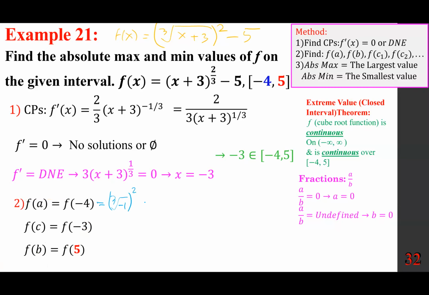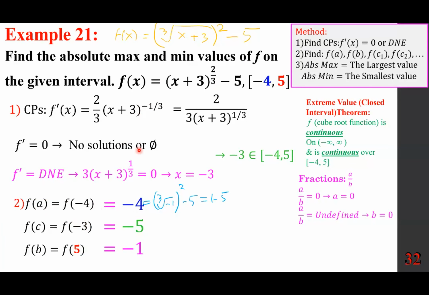I square it. Okay. Well, let me just put it further down because I need that space. Cube root of -1 is -1. Square it becomes +1. 1 minus 5 is -4. I'm going to show you how to get the rest of them as well. So if I put -3 here, everybody, -3 here, becomes 0. So it's -5.